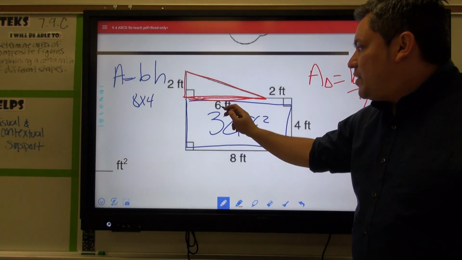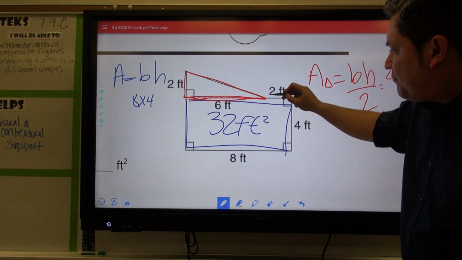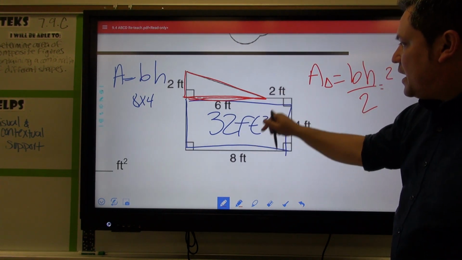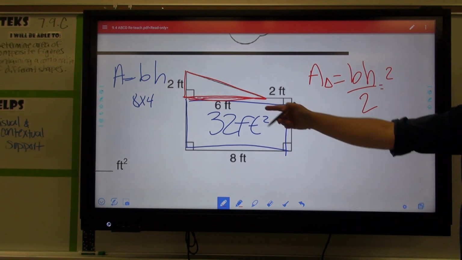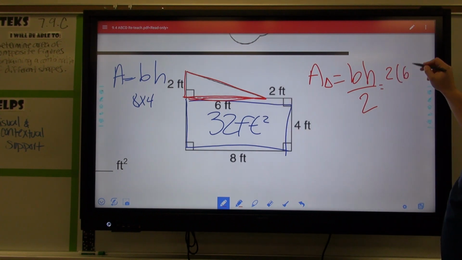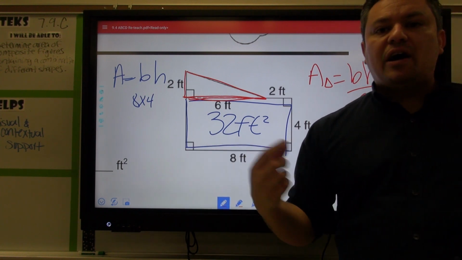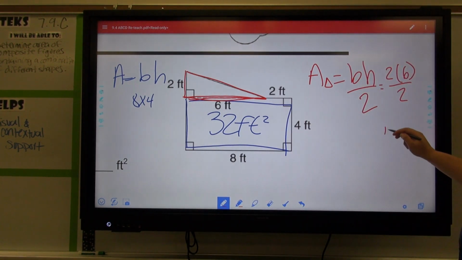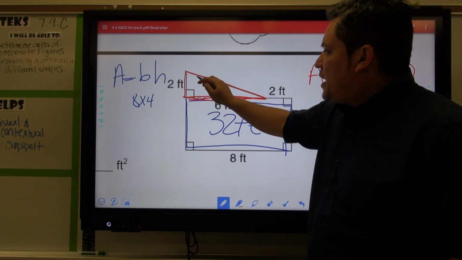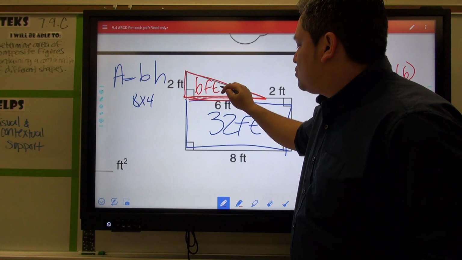6. Even if this wasn't given to you, you can find it by subtracting 2 from 8, right? But it's given to you. So 2 times 6 divided by 2. What's 2 times 6? 12. 12 divided by 2 is 6. So the triangle is 6 feet squared.